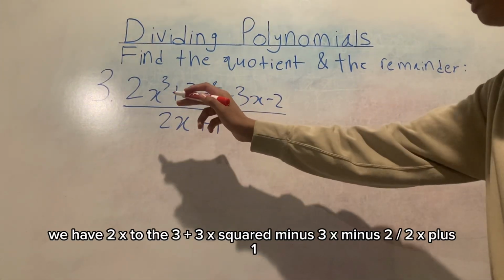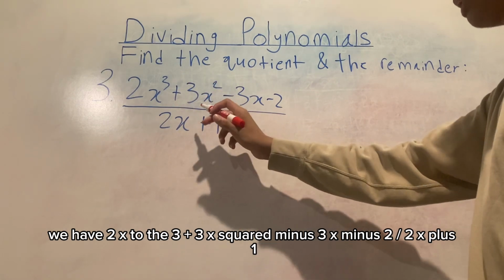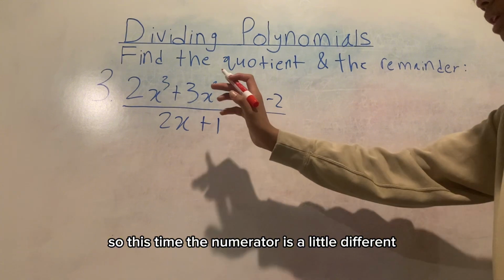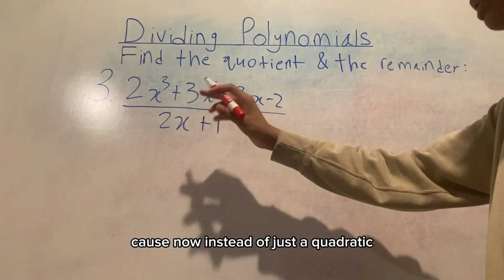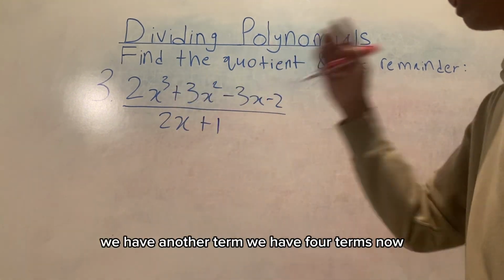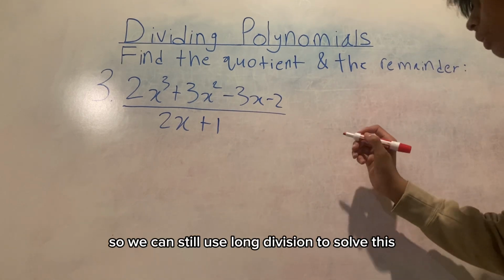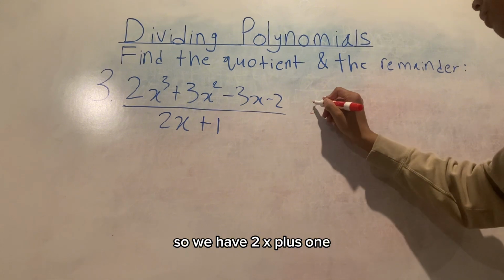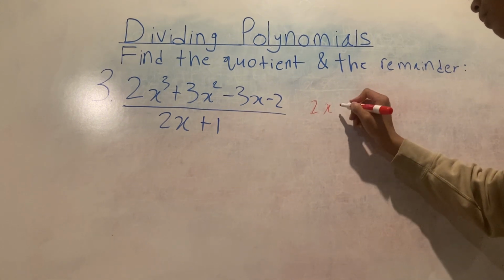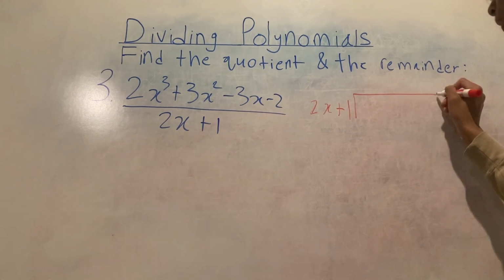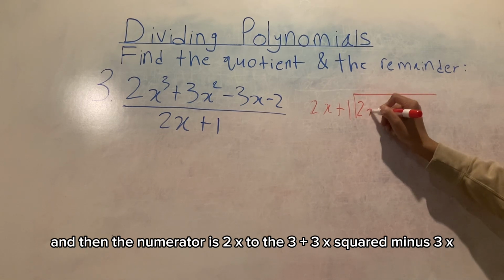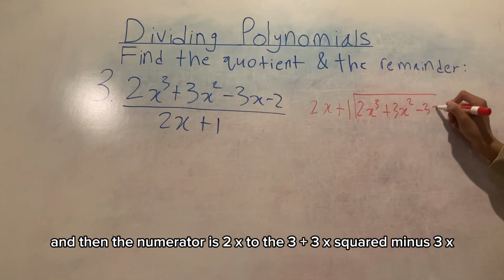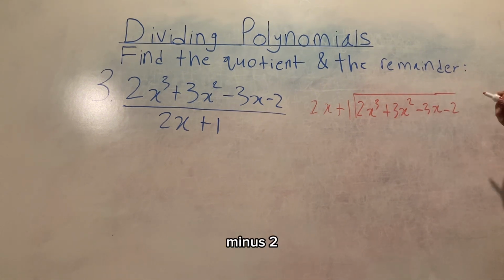Okay, so number 3, we have 2x to the 3 plus 3x squared minus 3x minus 2 divided by 2x plus 1. This time the numerator is a little different, because now instead of just a quadratic, we have another term. We have 4 terms now. So we can still use long division to solve this. We have 2x plus 1, and then the numerator is 2x to the 3 plus 3x squared minus 3x minus 2.